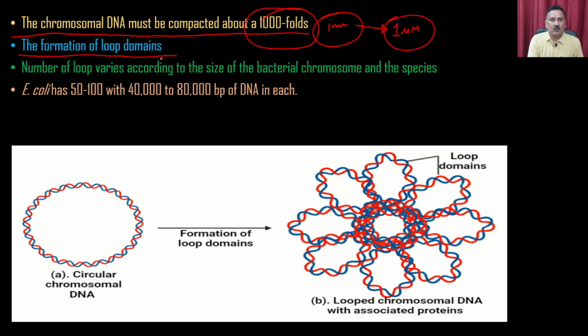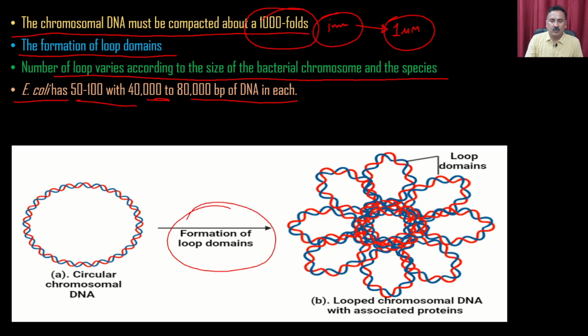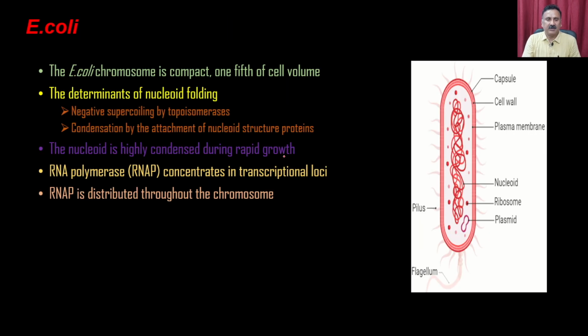Loop domains are formed, and the number of loops varies according to the size of the bacterial chromosome and the species. For example, E. coli has 50 to 100 loops with 40,000 to 80,000 base pairs of DNA in each. So you have a circular chromosome, and this circular chromosome is looped and compacted, and that's how it forms very strong structures. Let's take an example of one bacterial species to see how the chromosome is organized.